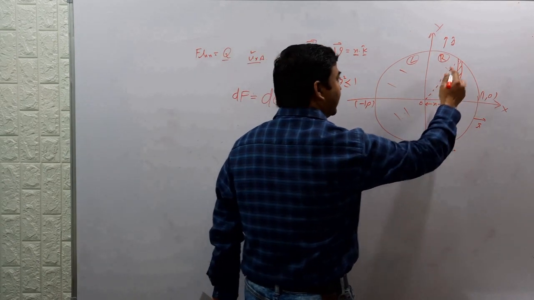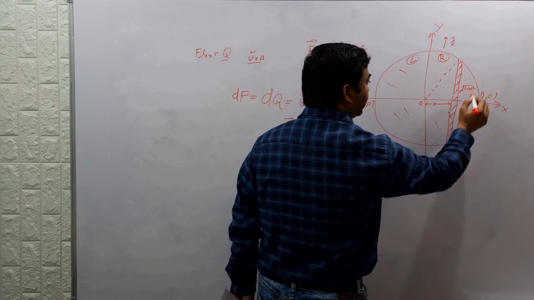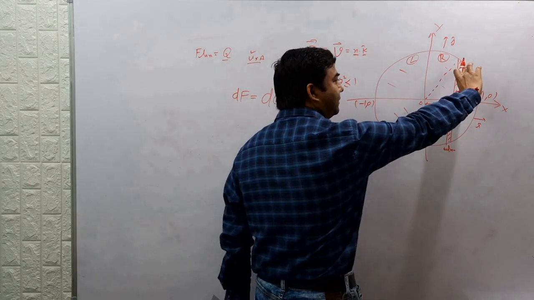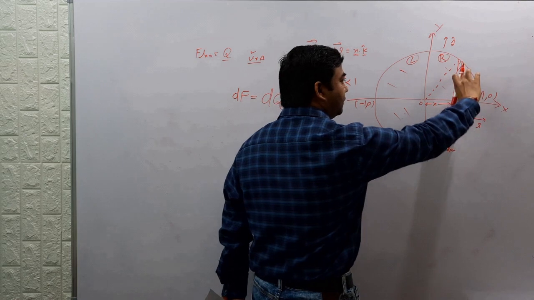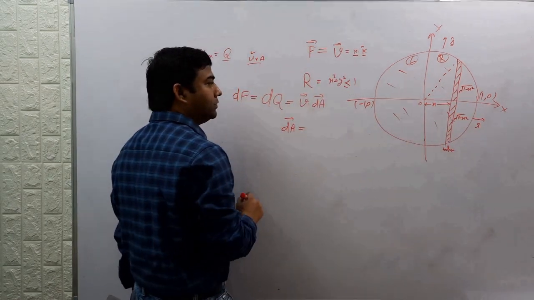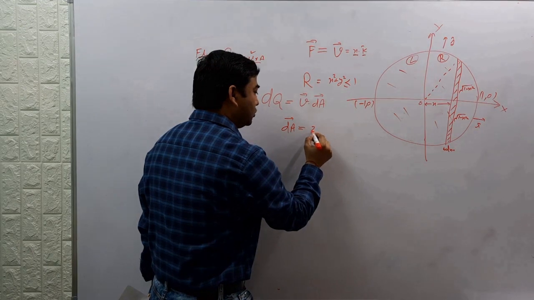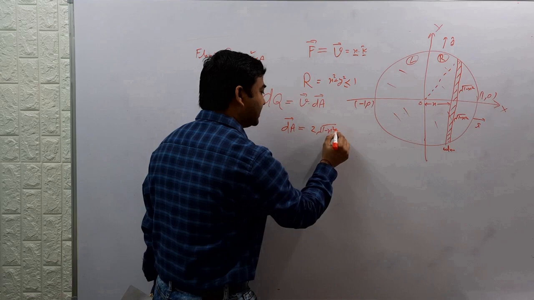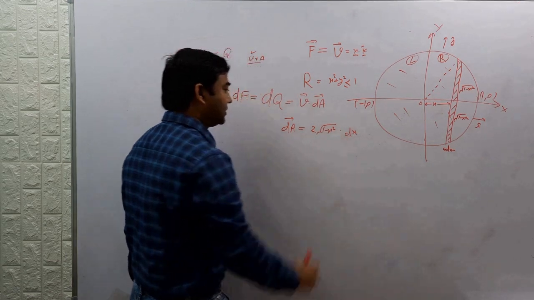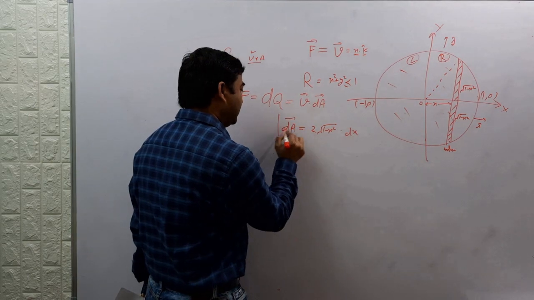This is x and the radius is 1. So this is 1 minus x square, under root 1 minus x square. This is the half strip. Similarly, the full strip is 2 into under root 1 minus x square. So dA, the area of this strip, is 2 under root 1 minus x square dx. This is the magnitude of area.